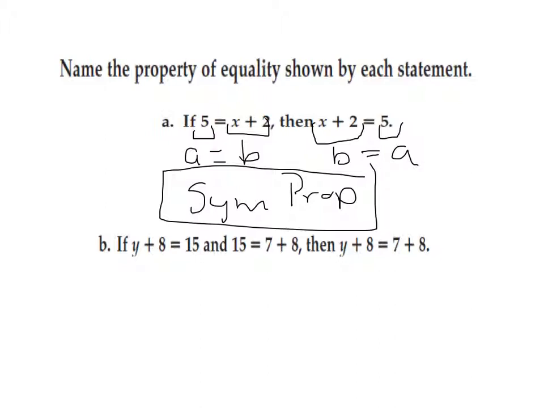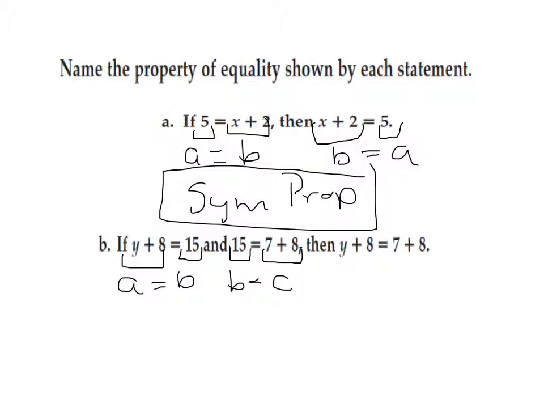All right, problem B. If y plus 8 is equal to 15, and like I did in the previous problem, I'm going to break it into segments here. Y plus 8, I'll label that A, is equal to 15. I'll label that B. So that's our first statement, simplified. Our second statement, B, since we've already seen it, I'll label that B again. 7 plus 8, well, we haven't seen that yet, so I'll label that C. So we have A is equal to B, B is equal to C.